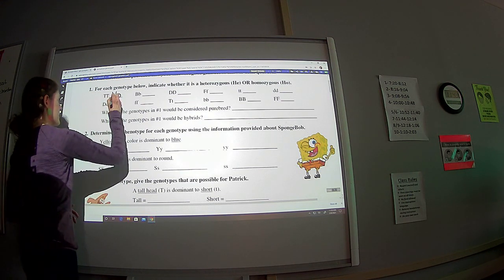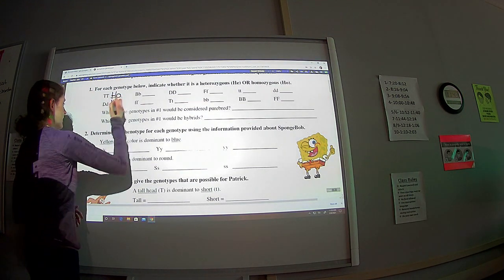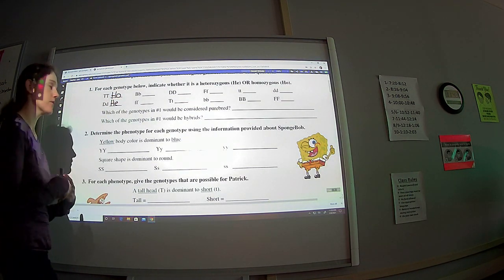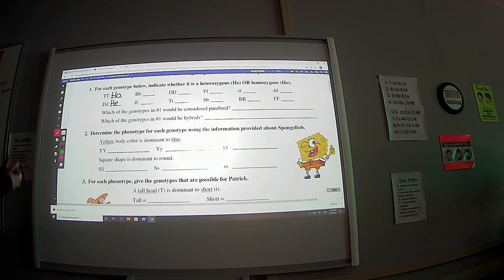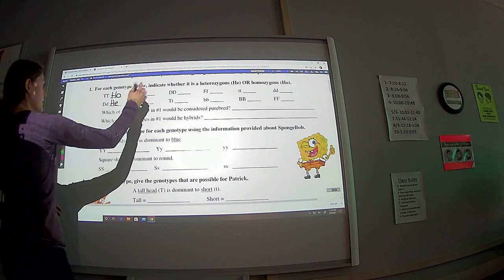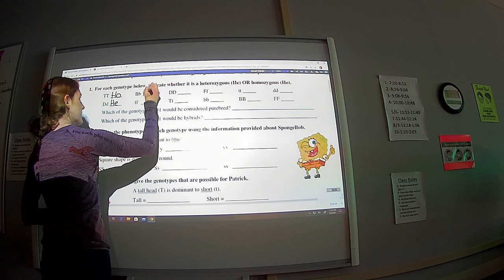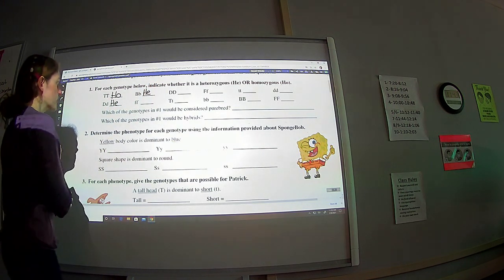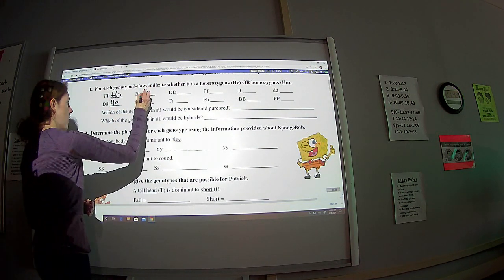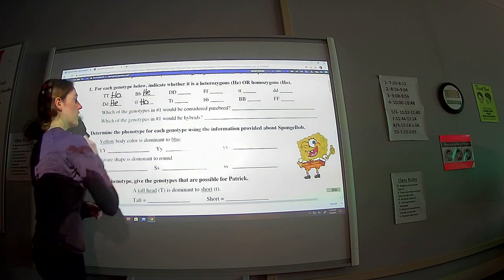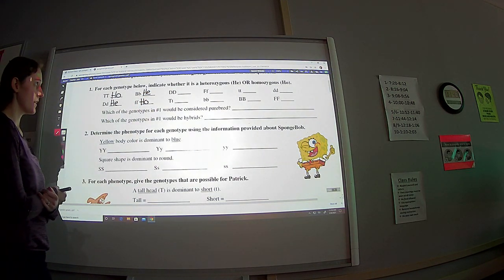Big D, little d, that's going to be heterozygous. And again, you don't have to say heterozygous, dominant, or recessive because heterozygous, we know, is one of each. And generally, it's going to go towards the dominant side of things until you get into incomplete dominance and codominance. So capital B, little b, that's also heterozygous because they are different. 2 lowercase f's is going to be homozygous, and it would be homozygous recessive because they're lowercase.